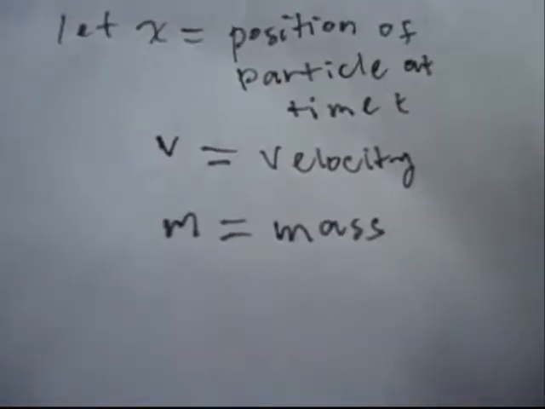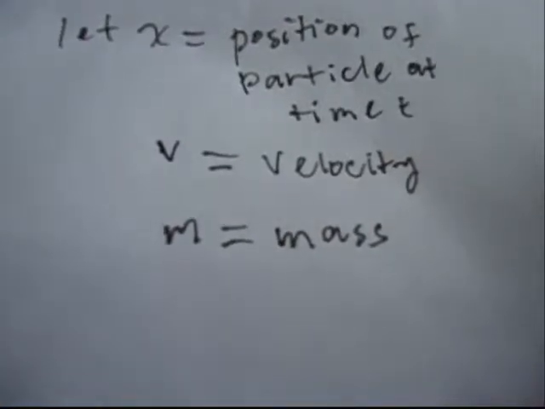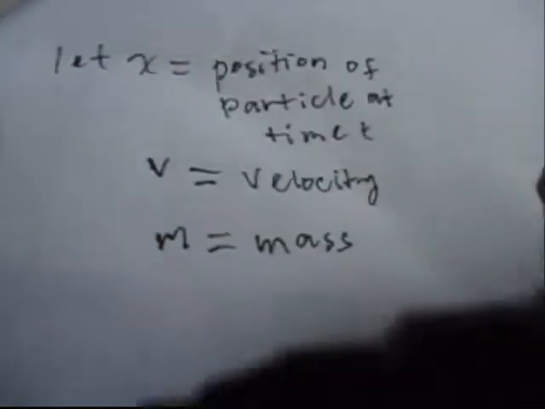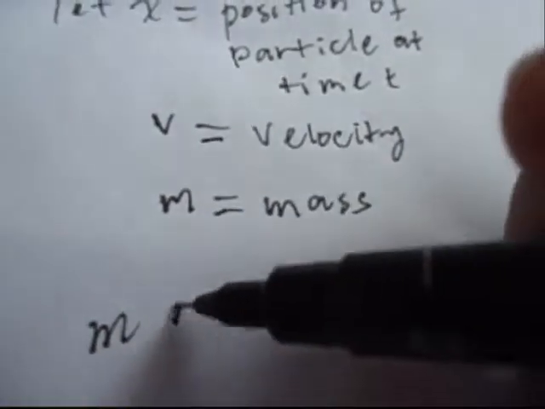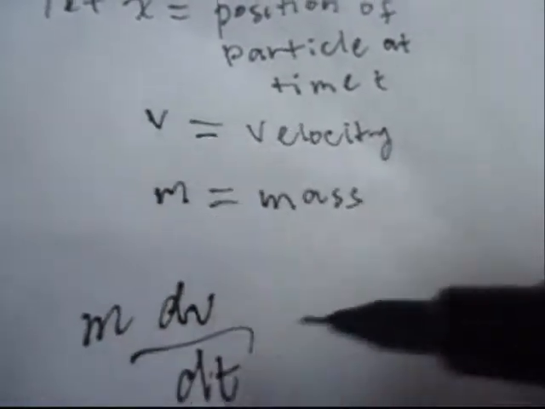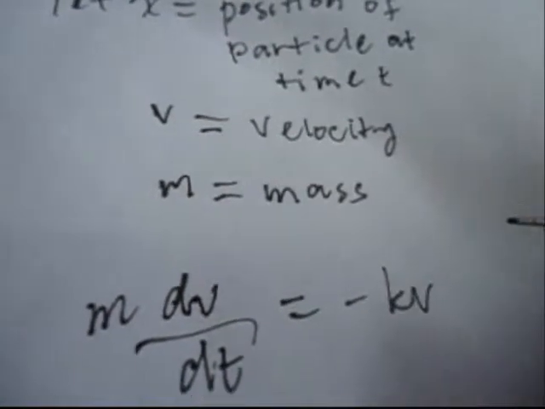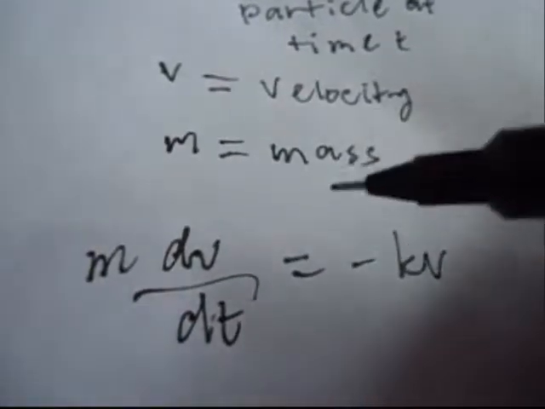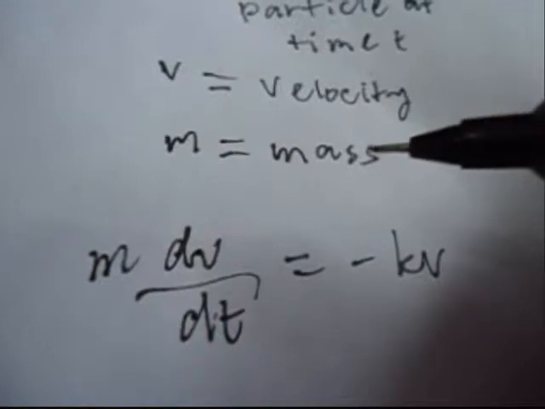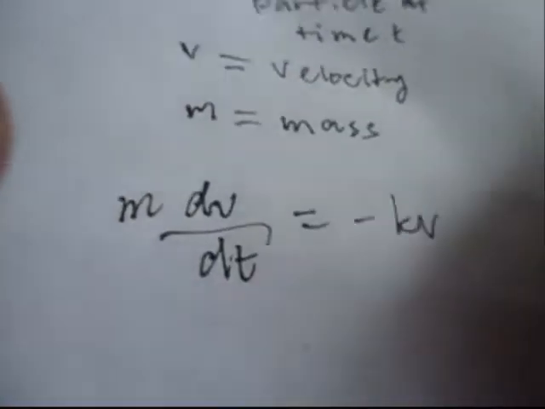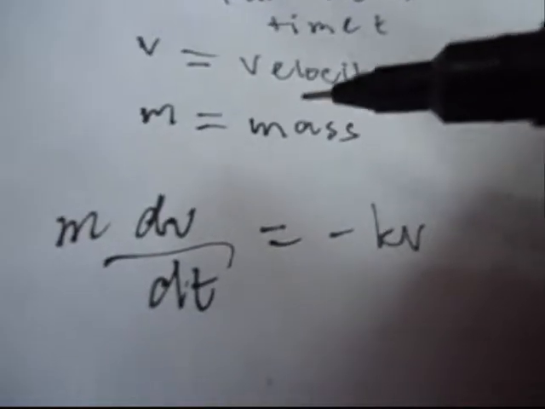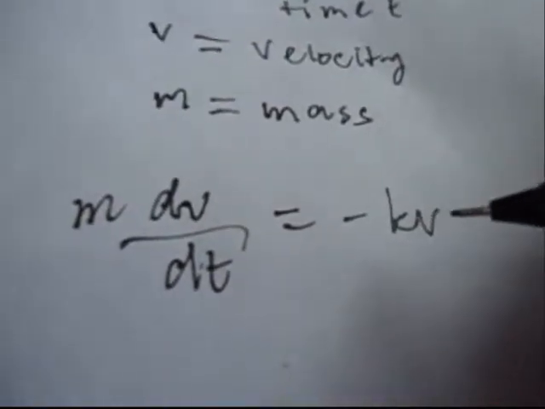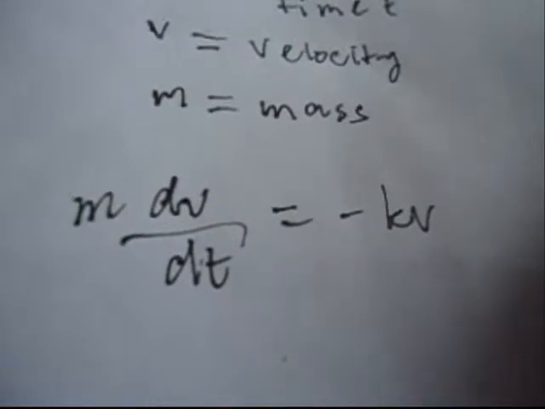In this case, the force on the body is resistive and is proportional to its speed. So the equation of motion is m dv over dt equals negative kv. Here m dv over dt is mass times acceleration. As you can recall in physics, acceleration is the derivative of velocity, and negative kv is our resistance force, which is given in the problem.